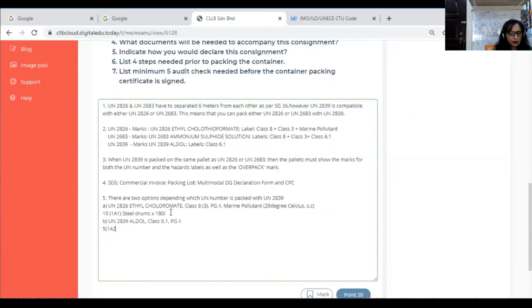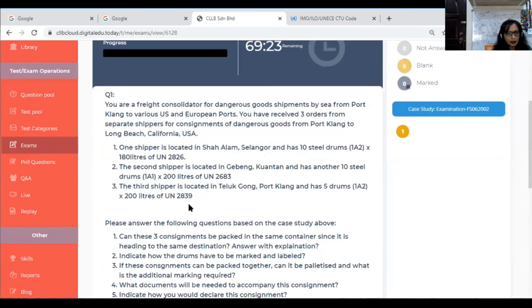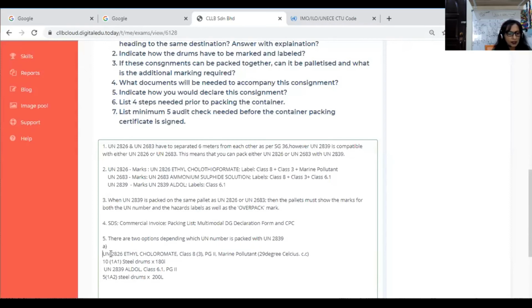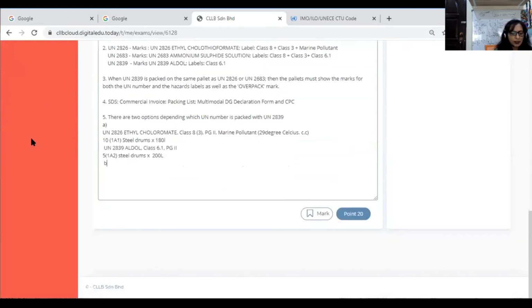5-1A2 steel drums by 200 liters. 200 liters. Then your second option, you don't put B, you just put like that. This is one declaration, okay? So you know, this is one instance. When you mix this, then the second one you put a B, and then again you start with 2839 like this, and then you add the 2683.